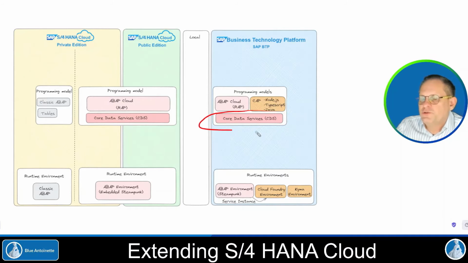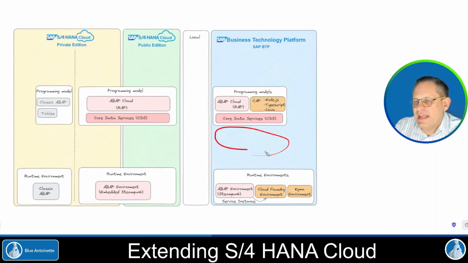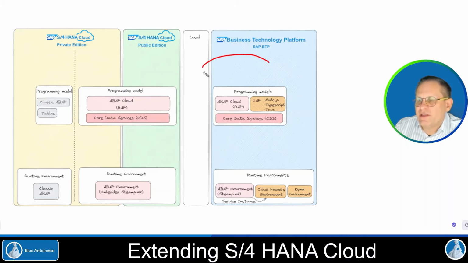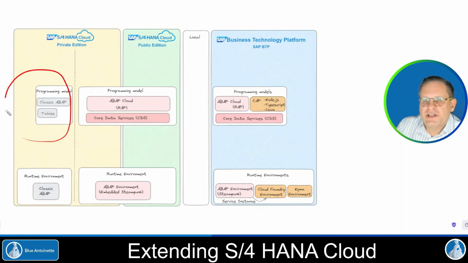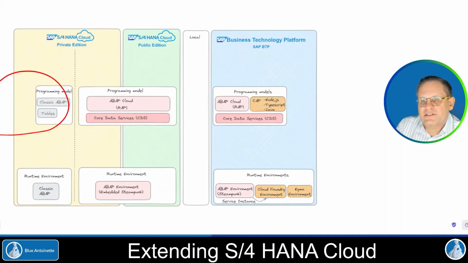Both models use the Core Data Service, CDS, for interactions with the database, but also for providing services, especially OData service to the UI. On the other hand, on the private and public edition of SAP S/4HANA Cloud, we solely have the ABAP Cloud RESTful Application Programming Model available. Additionally, in the private edition and on-premise, you still have the classic ABAP with direct access to tables available. However, as already mentioned, this should not be used anymore.